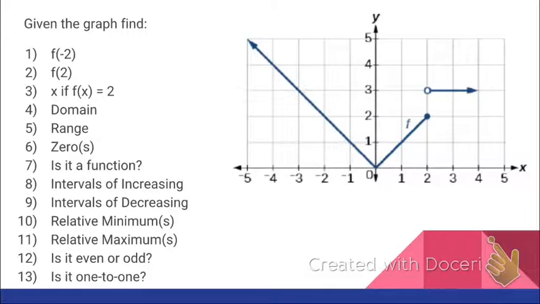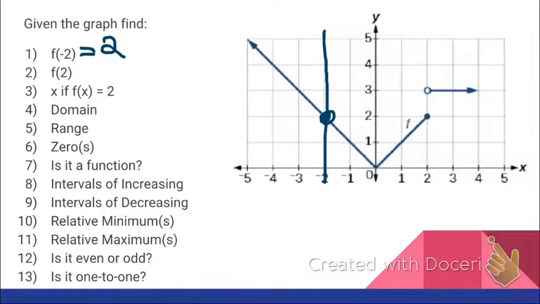Alright, so let's practice this. So first, f of -2. That's asking for the y value when x is -2. So you're pretty much looking at where this line, x equals -2, crosses the graph. And it's right here. So f of -2 would be 2.